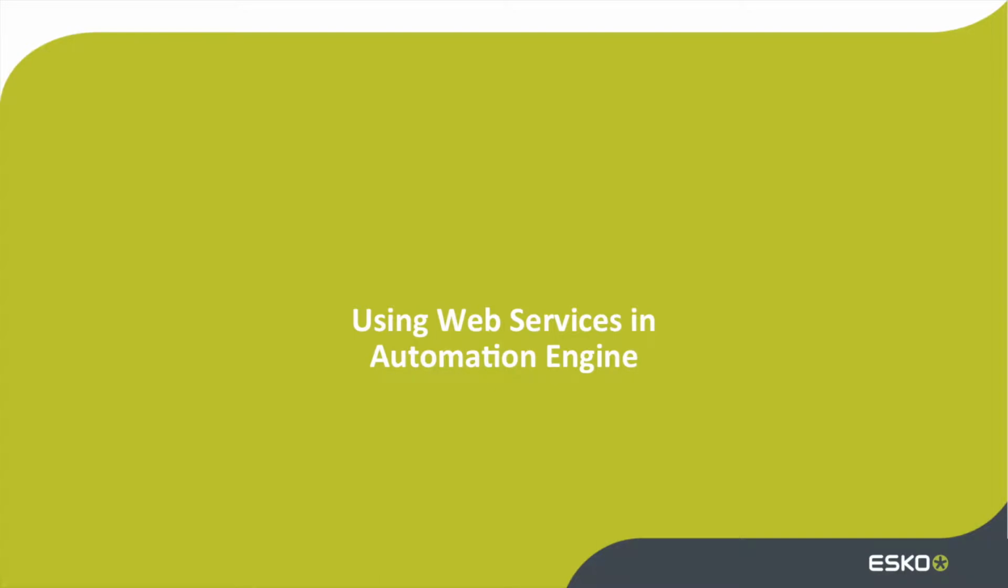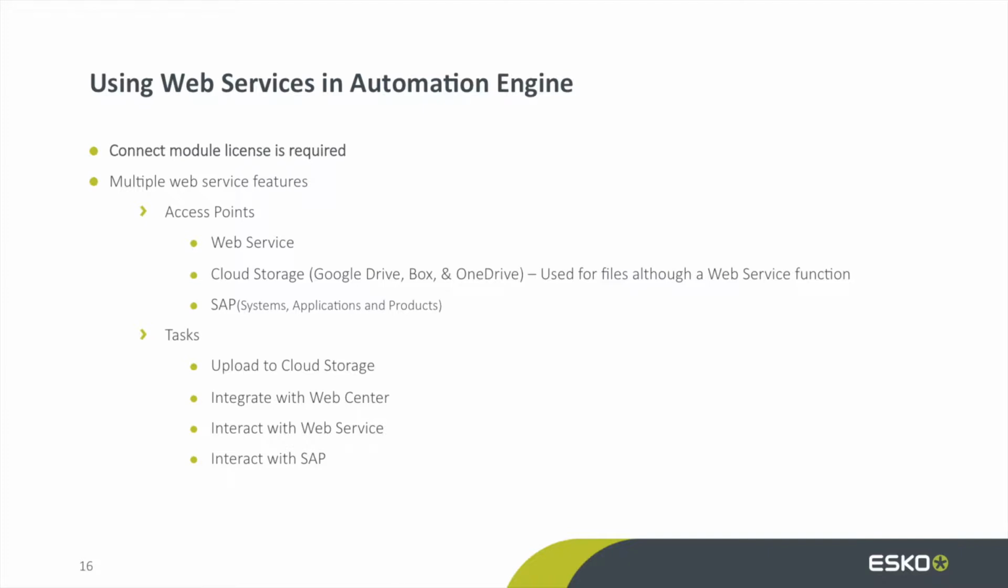So let's talk a little about web services and Automation Engine. Well, in order to use web services and Automation Engine, you need to have a license for the Connect module. This is required in order to work. Once you have a license, there will be multiple web service features enabled to use. And I believe this was released in one of the version 14s, and then a lot of new functions added in version 16.